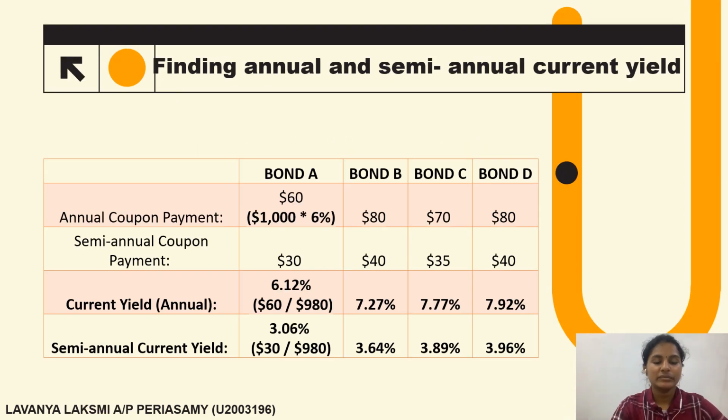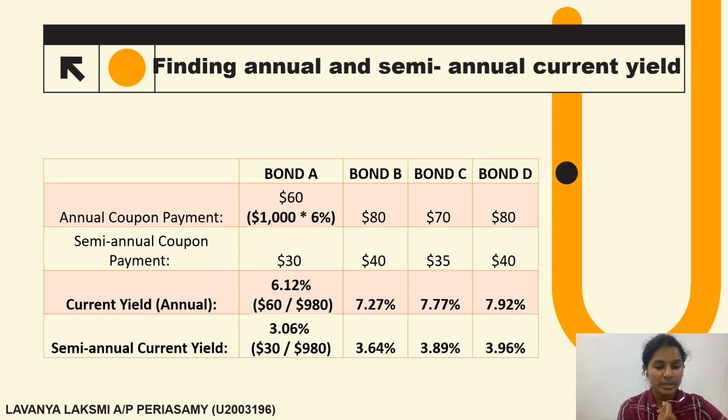Next step is we have to find the annual and semi-annual current yield for bond A until bond D. So as we need to find annual coupon payment for bond A, for an example, the formula is coupon rate times the bond's face value. So the coupon rate for bond A is 6% times the face value, which is $1,000. Then we will get $60. We can do the same method for the rest of the three bonds.